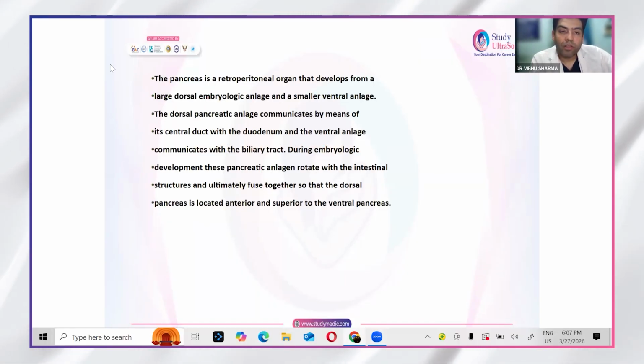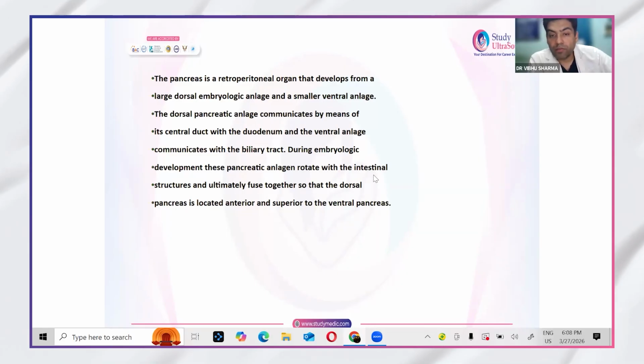So the pancreas is a retroperitoneal organ and it develops from a large dorsal embryologic annulus and a small ventral annulus. The dorsal pancreatic annulus communicates by means of its central duct with the duodenum, and the ventral one communicates with the biliary tract. So there is a large dorsal and a small ventral. These two fuse together during the embryological development.